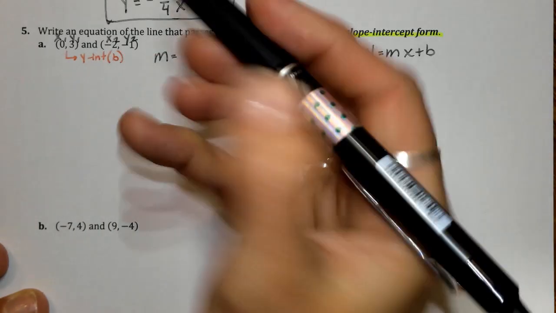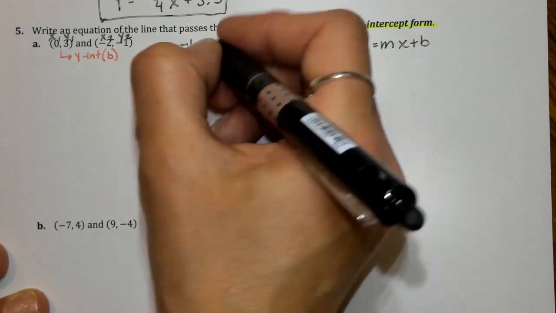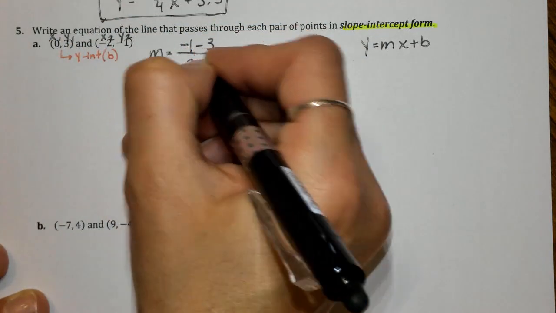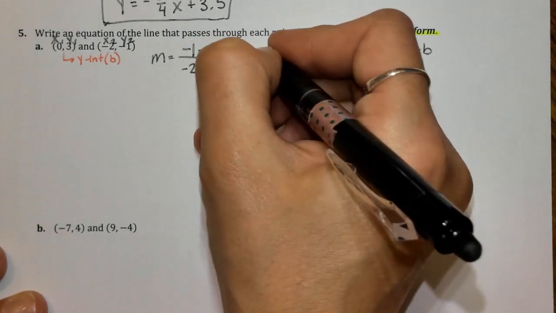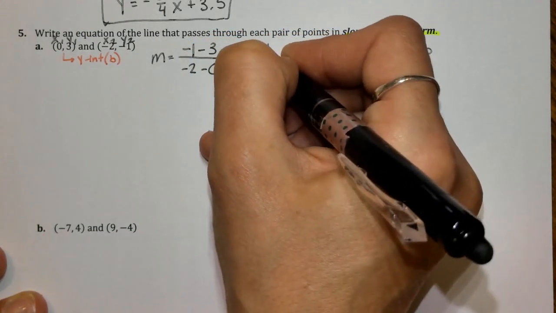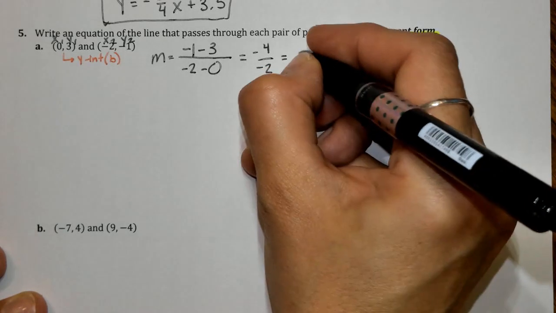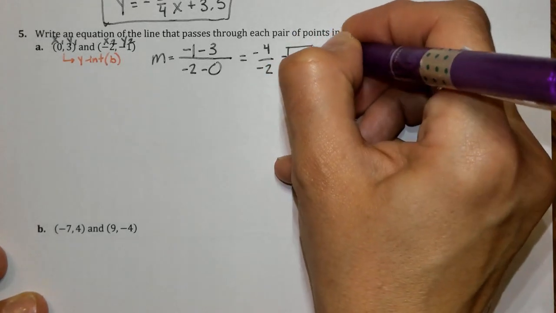Parentheses, this is the b. So slope is y2, -1, minus y1 of 3, over x2, -2, minus x1, 0. If we do it step by step, or plug it in the calculator, we're going to wind up with -4 over -2. Remember, negative and negative becomes a positive. 4 divided by 2 gives you 2. So this is going to be m.